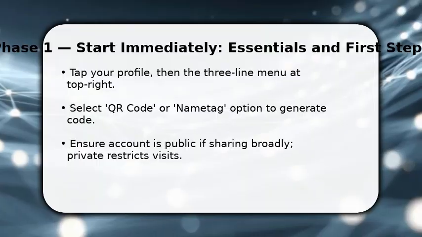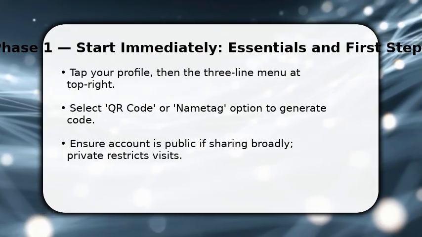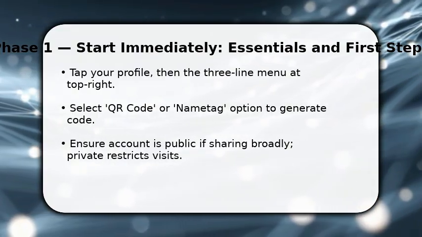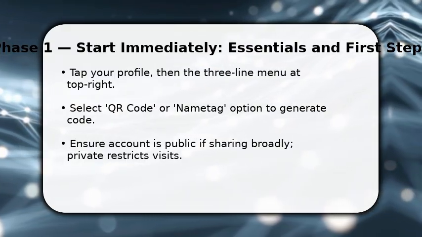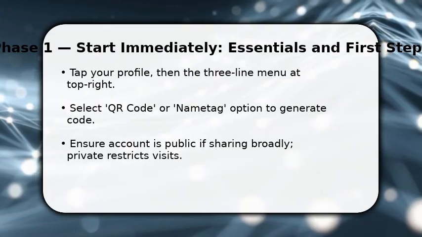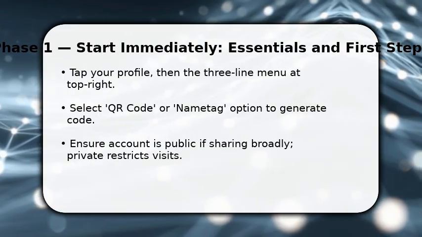Enjoy the video. You start in your Instagram profile because that's where the QR code generator lives. Tap the three-line menu at top right, then choose QR code. Older apps call it name tag. Once done, you'll see your code preview. This image encodes your username so others can scan to open your profile.